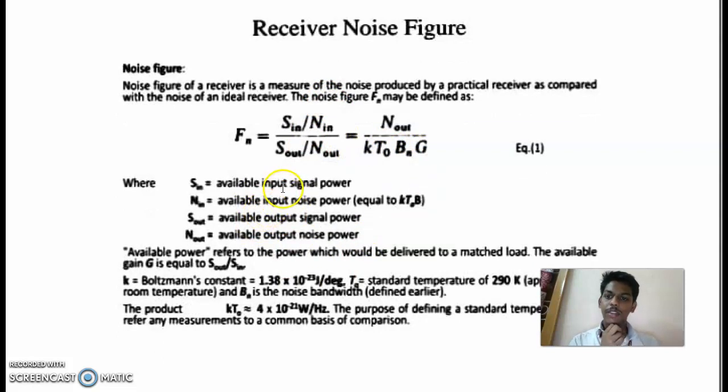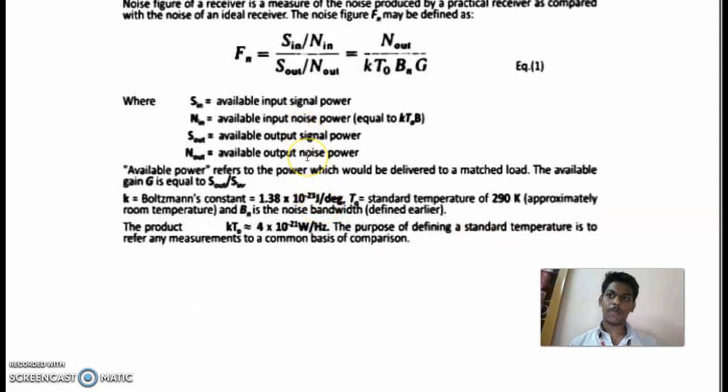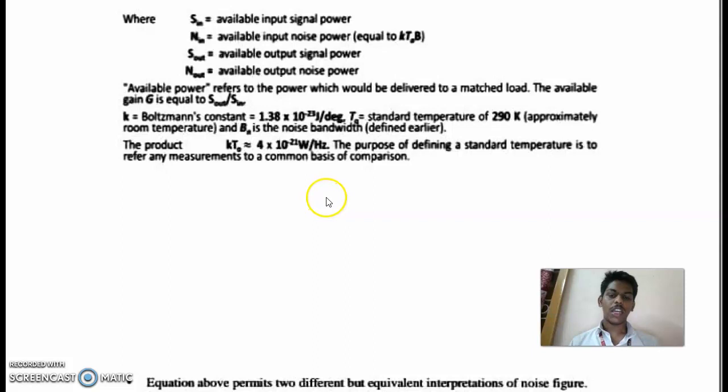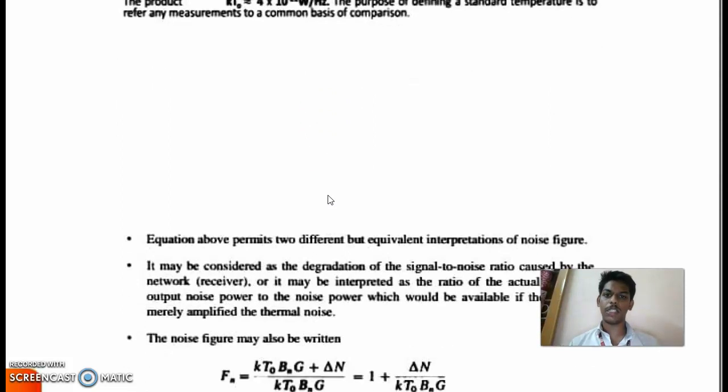Here, S in is the available input signal power, N in is the available input noise power, S out is the available output signal power, and N out is the available output noise power. Available power refers to the power which would be delivered to a matched load. The available gain is equal to S out by S in, where K is the Boltzmann constant, T naught is the standard temperature and Bn is the noise bandwidth. The product K T naught is equal to 4 into 10 power minus 21 watts per hertz. The purpose of defining a standard temperature is to refer any measurements to a common basis of comparison.